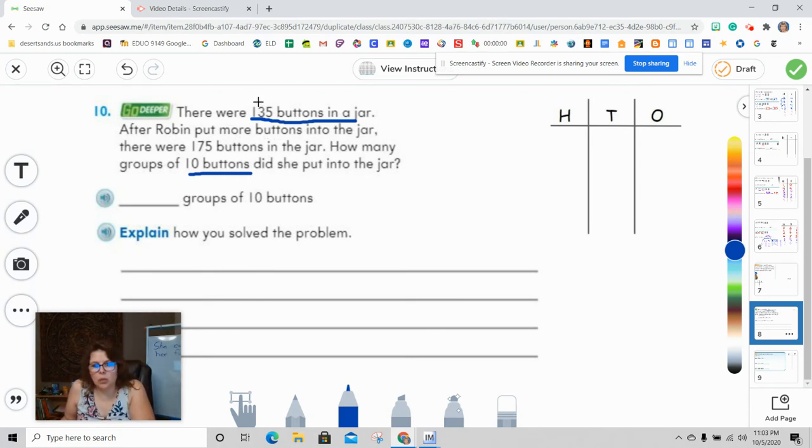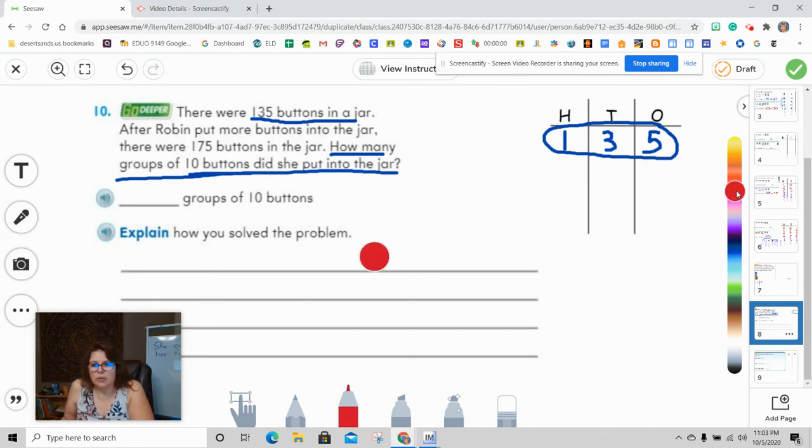So I already know, we want to know how many groups of 10. That means how many tens. We're going to have to draw a picture for this one too, or even this will tell us, but let's do it. So we start at 135. This is where we start, okay? This is our main number. This one doesn't count. So now I want to see how many more tens I put. So I'm going to change my color so you can see.